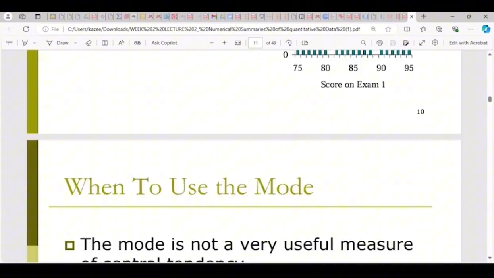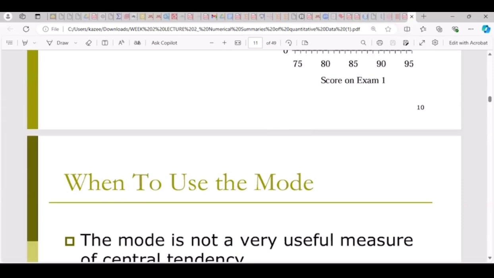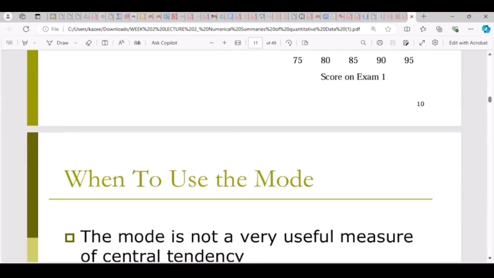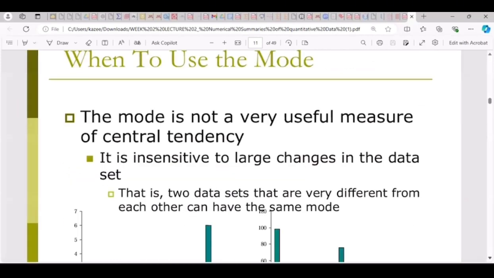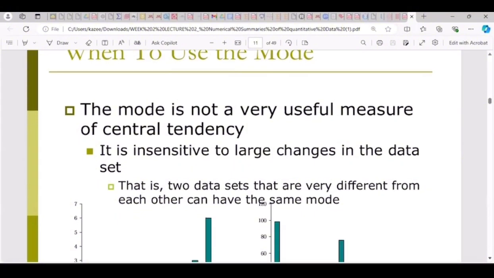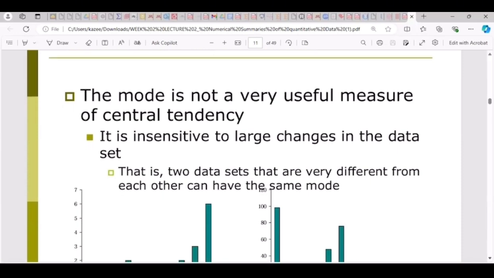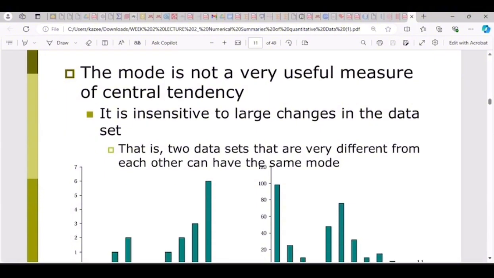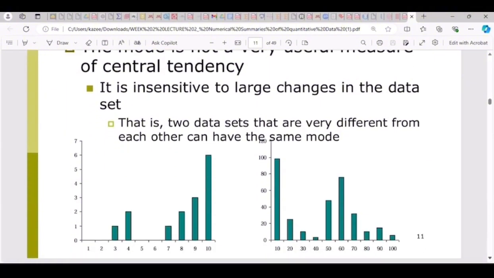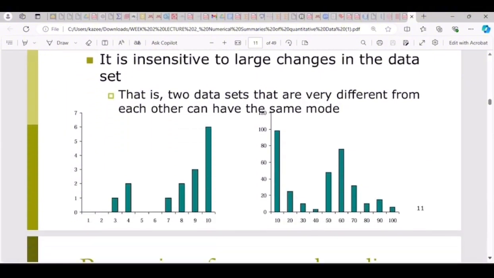Now, when to use mode? I told you the other time, mode is not a very useful measure. We are normally silent on mode, and I'm going to tell you why. It is insensitive to large changes in the data set. What is the meaning of that? This is the meaning.